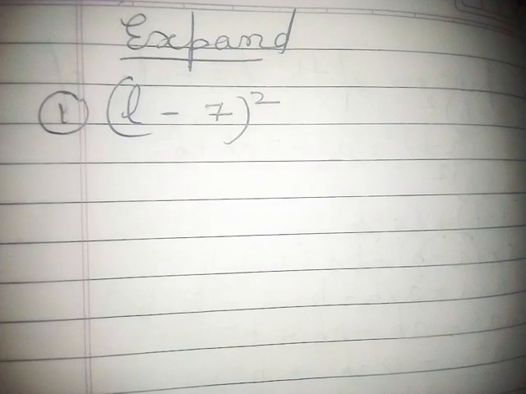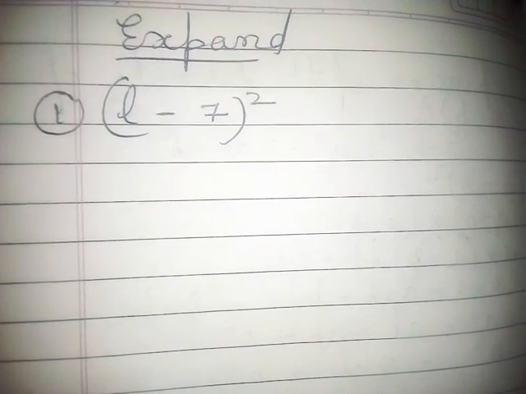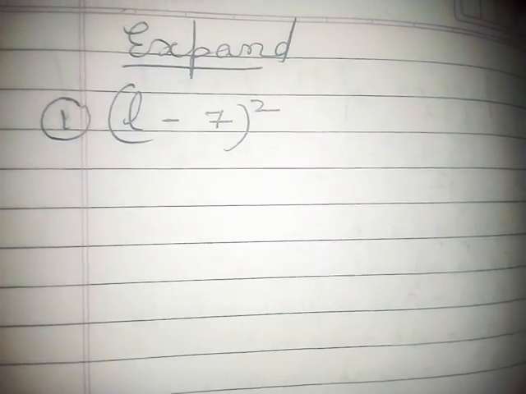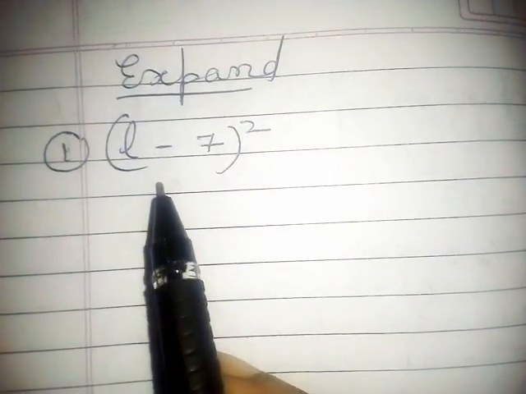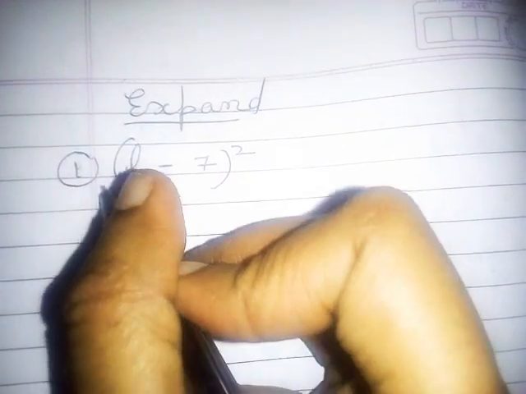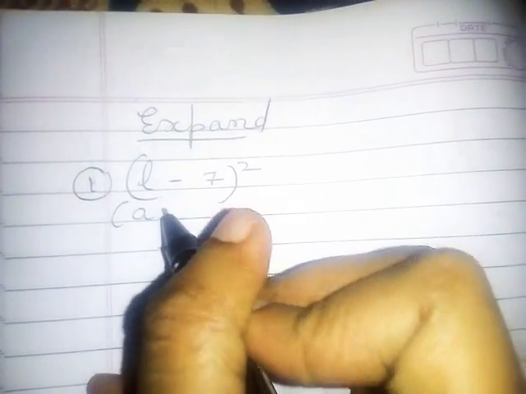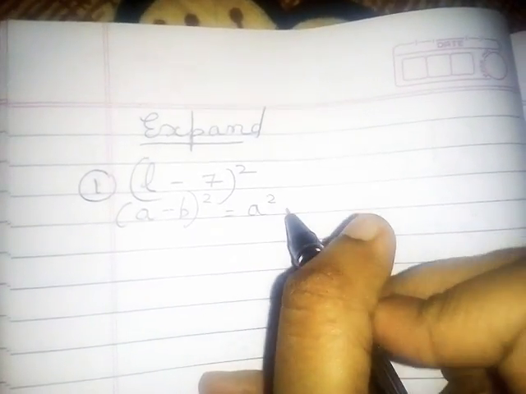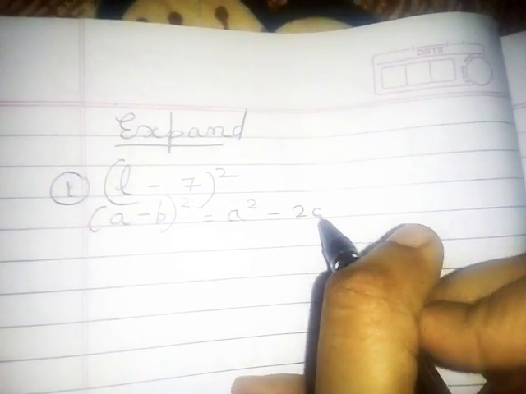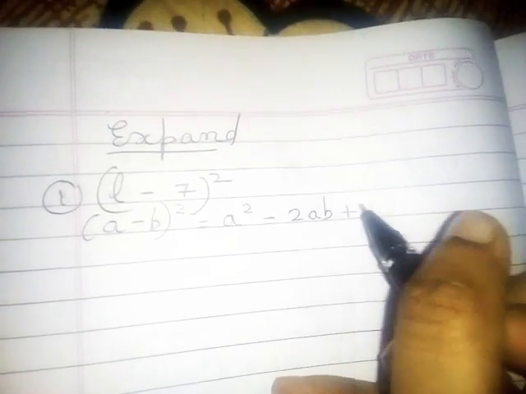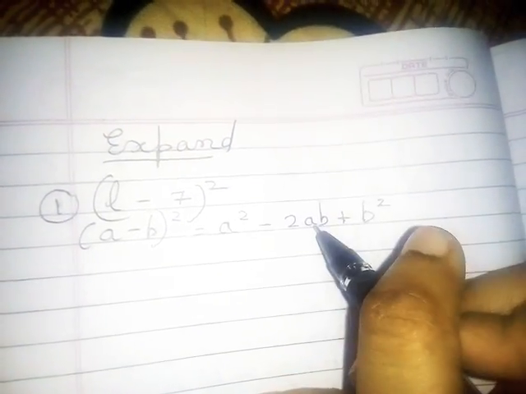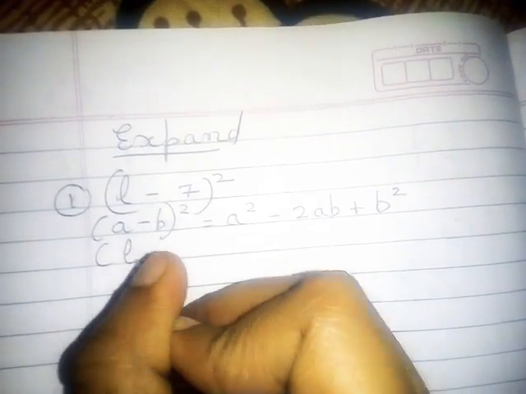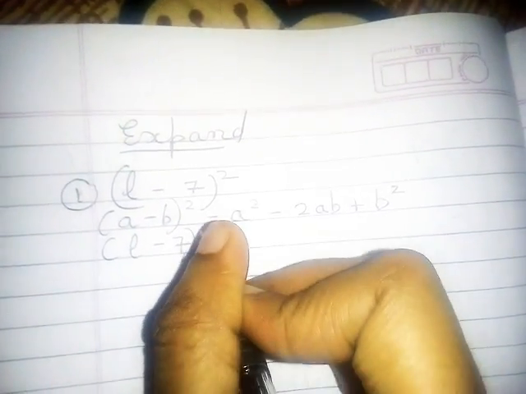Now we will solve the sums, the formulas of (a + b)² and (a − b)². First one is (l − 7)². The formula is (a − b)² = a² − 2ab + b². Now, the question: write it again here. (L − 7) the whole square.